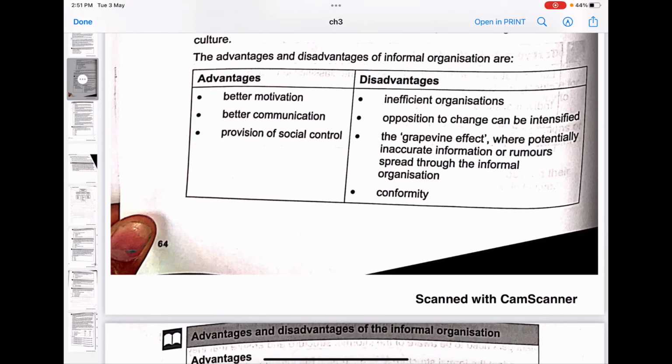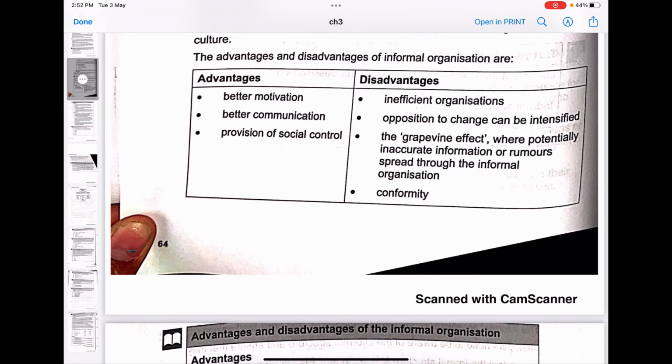Advantages: better motivation, since we are friends, it's better, right? Better communication, since we are connected to everybody. And a provision of social control as well. What are the disadvantages? We might be distracted, so it might lead to some inefficiency.